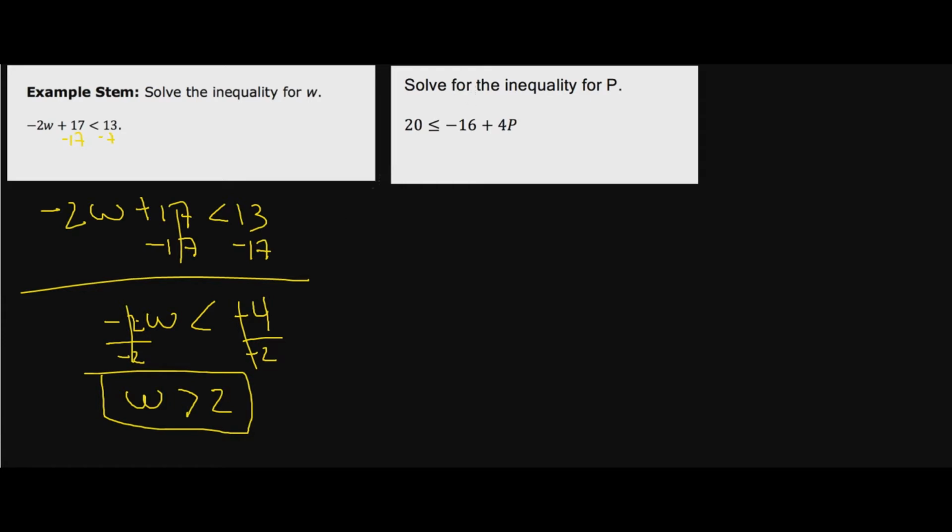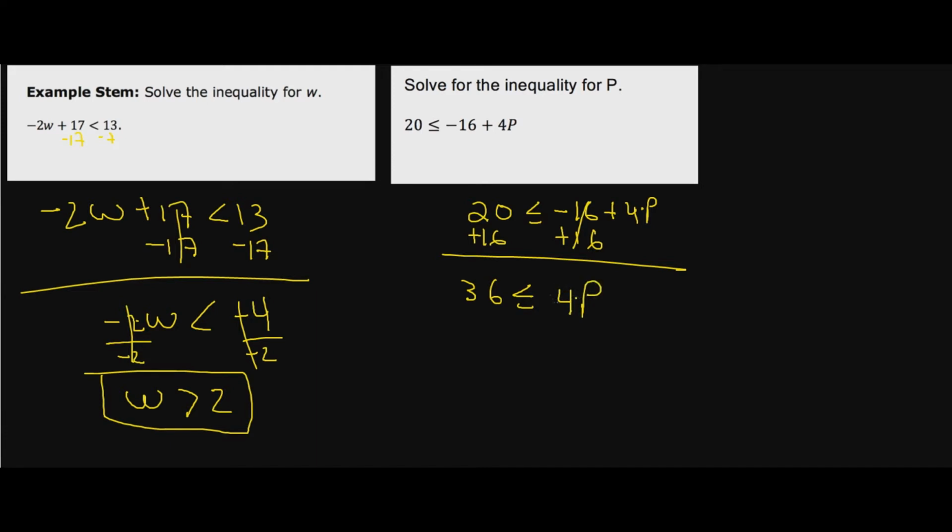Okay. Let's take a look at the problem over here to the left, and this is our last example here. Just showing you, well, in this case, we need to get rid of any addition or subtraction. Again, the 4 and the p are multiplying, so we do that last. There's a negative 16, so we need to add 16. Add 16 to both sides. This cancels. 20 plus 16 is 36. And we're left with 4p.